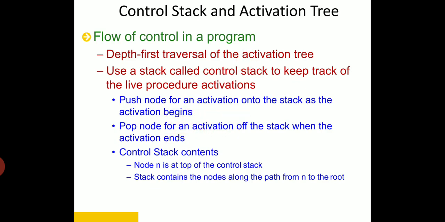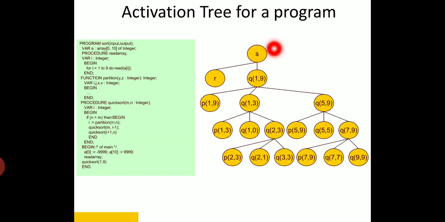When the activation for a procedure is created, it will be pushed onto the stack. When the procedure is no longer live, the activation is to be popped off from the stack. That means the control stack will be containing the contents. Initially, in the case of the previous example, we will be invoking the procedure for the main program. So that is S. Initially we'll be pushing that activation S onto the stack.